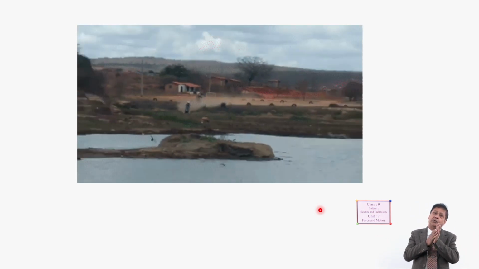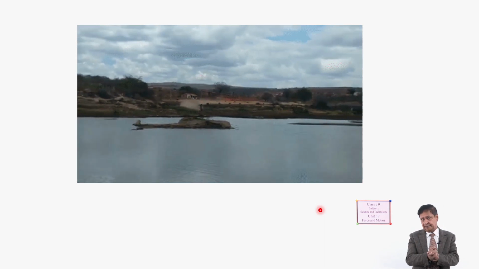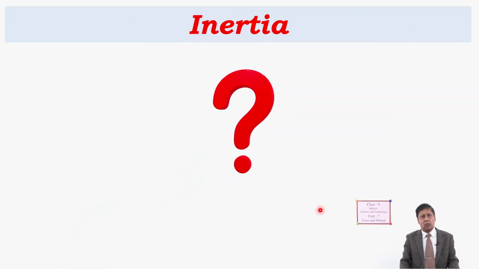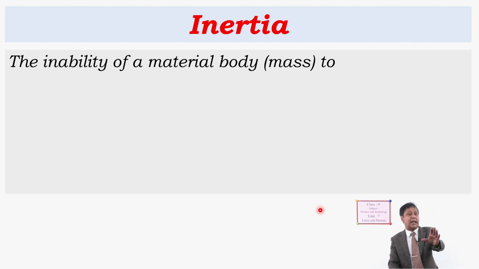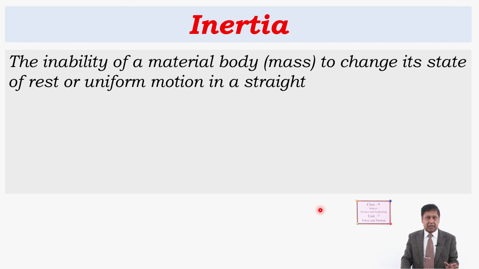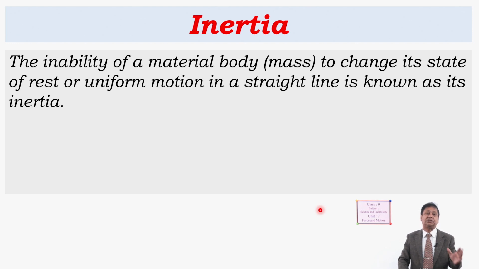Now I want to tell you what exactly is inertia. Inertia means what? Now this is the time to define inertia. Look at this. We are going to define inertia. What is inertia? We can say this way: the inability of a material body, that means mass, to change its state of rest or uniform motion in a straight line is known as its inertia.